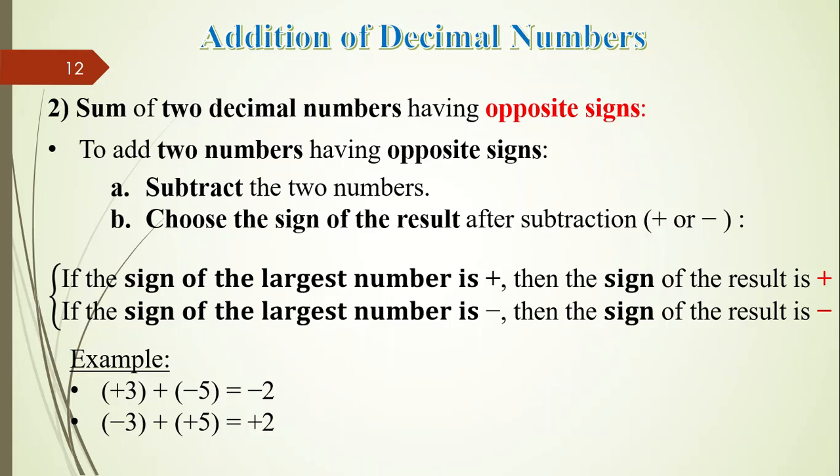Minus 3 plus 5. Here also we have opposite signs, so we have to subtract. 5 minus 3 is equal to 2. And since the sign of the largest number is plus, which is 5, the sign of the result will be plus 2. Plus 4 plus minus 5. Here also we have opposite signs, so 5 minus 4 is equal to 1. And since the sign of the largest number, which is 5, is minus, the sign of the result will be minus, so it's minus 1.